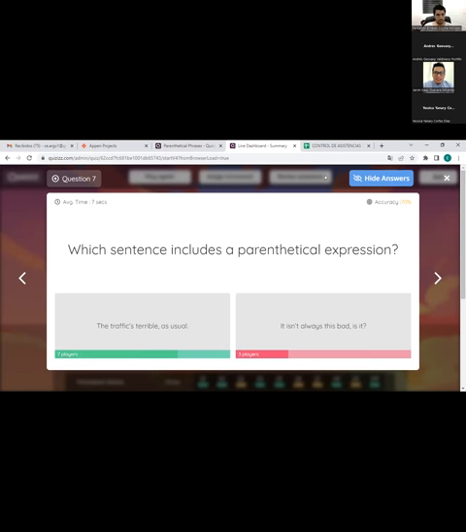Let me see who I have here. Fernando. Hi. I have to answer. Yes, read and answer. The one in green is the correct one. Which sentence includes a parenthetical expression?